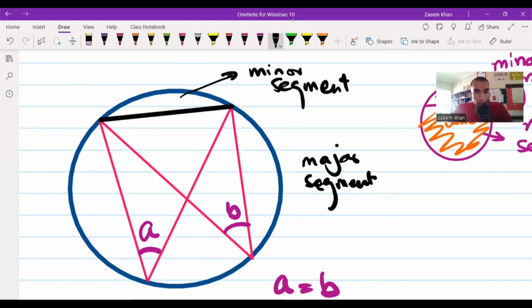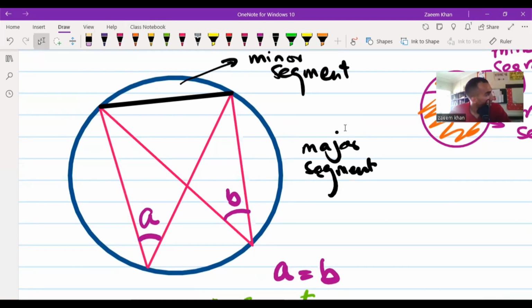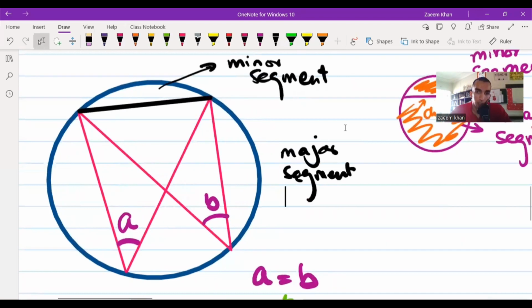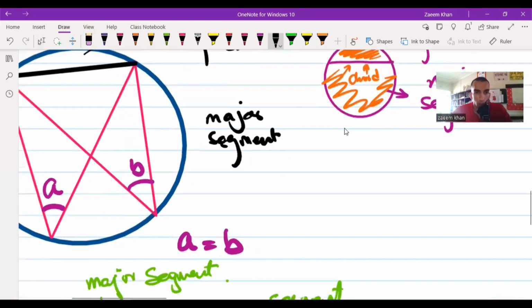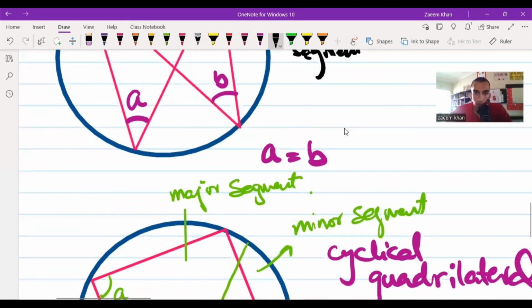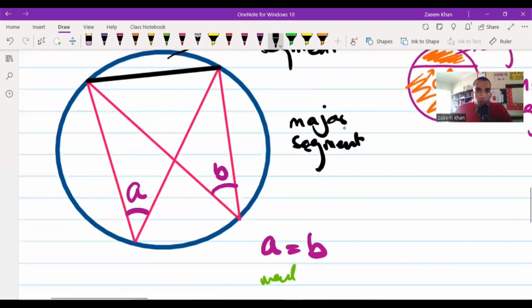Now, if I were to ask you which segment do these angles A and B belong to, what are you going to say? Major segment. So what's the official phrase that we can use for this? Angles A and B happen to be in the same segment. And what's the rule? If they're in the same segment, they're both going to be equal. Now it's a little difficult to understand why that is so.